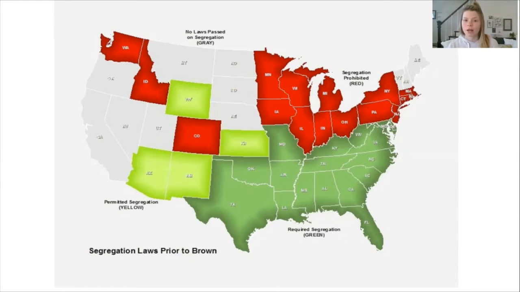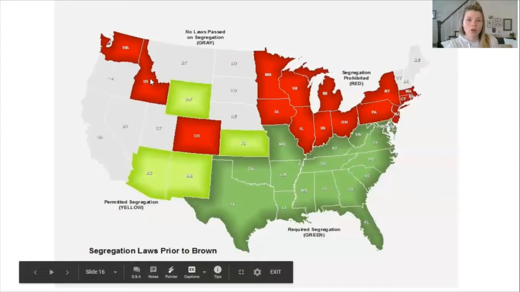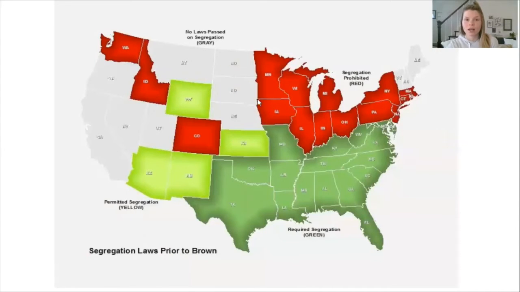Look at this map, and I want you to notice some things. First of all, there are very few states, the 4 that we mentioned, that only allow it, and all of those states are located kind of southwest or west. All of the states that prohibited it are located in the north or the northwest, and all of the states that require it are located in the south, okay? As you can see, Virginia is on this map.